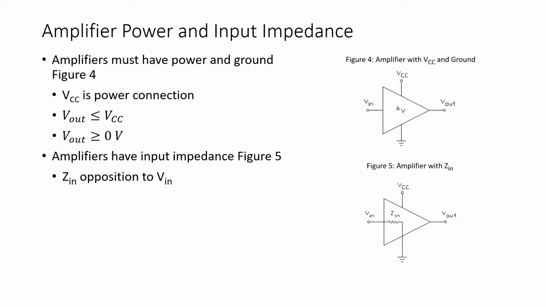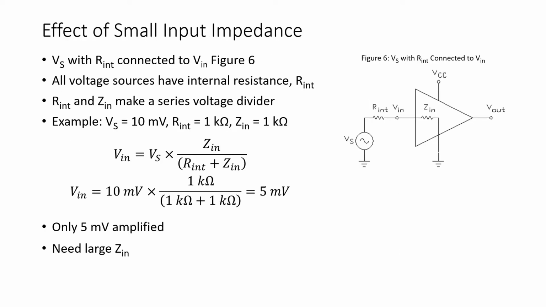Now, amplifiers also have some value of input impedance as shown in Figure 5. Remember, impedance is symbolized with the letter Z, which is the opposition to alternating current. Zin is simply the opposition to whatever signal is applied at Vin. Now let's look at the impact of Zin on the performance of an amplifier.